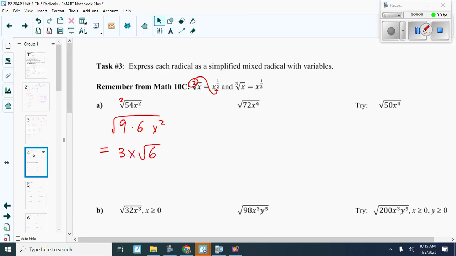Guys, are there any restrictions? Because I have a variable in my question. Any restrictions on x?